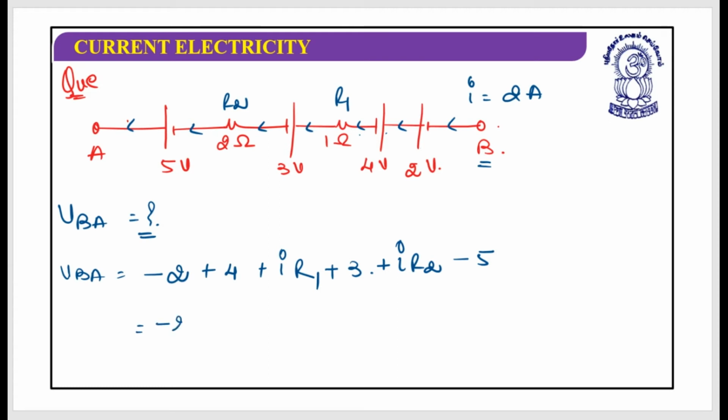So this is minus 2 plus 4 plus current, which is 2 ampere multiplied by 1 ohm, it's 2, plus 3 plus 2 ampere multiplied by 2, it's 4, minus 5. So this equals, minus 2 plus 2 has gone, 4 plus 3 is 7, 7 plus 4 is 11, 11 minus 5, it's plus 6 volt. This would be the answer.